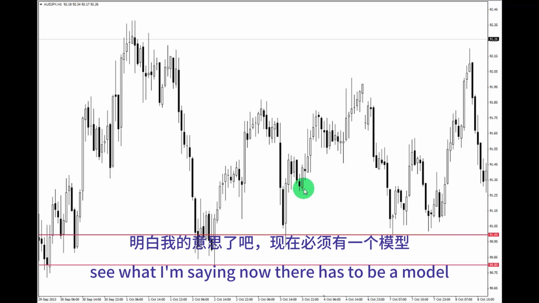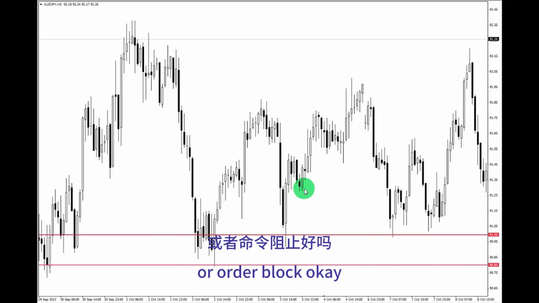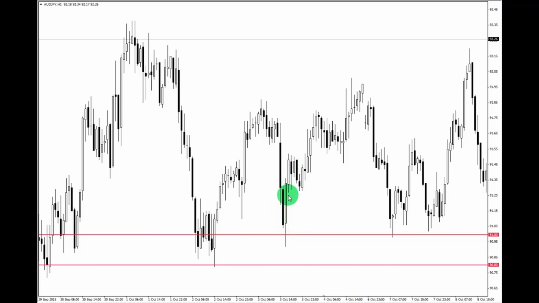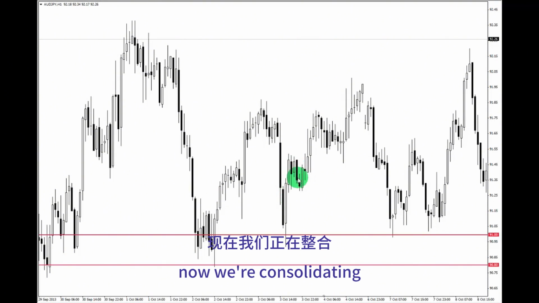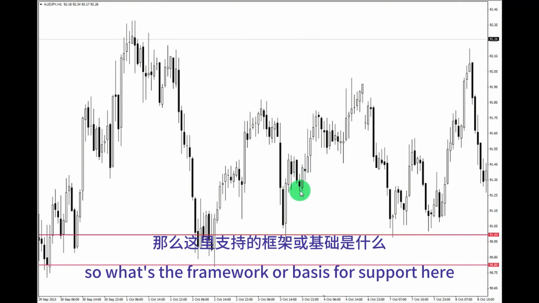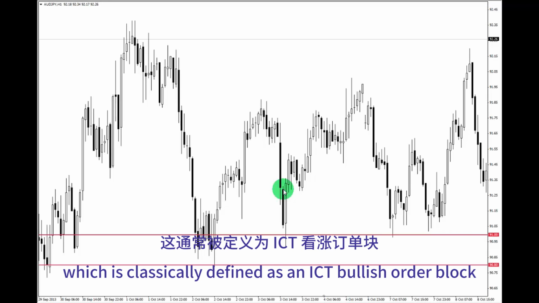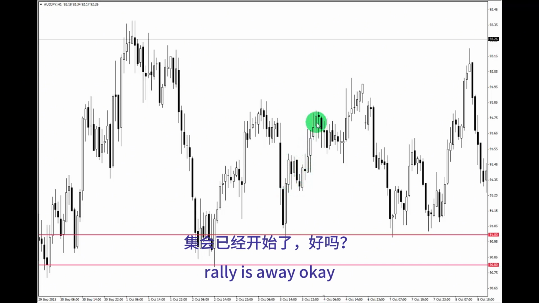There has to be a model, okay, of these profiles in the context of a support or resistance or order block. Okay, so we see a very sharp move away. The candle engulfs the down candle. It breaks through it. Okay, now we're consolidating. So what's the framework or basis for support here? The top of the bearish candle, which is classically defined as an ICT bullish order block. The consolidation's here. It rallies away. Okay.